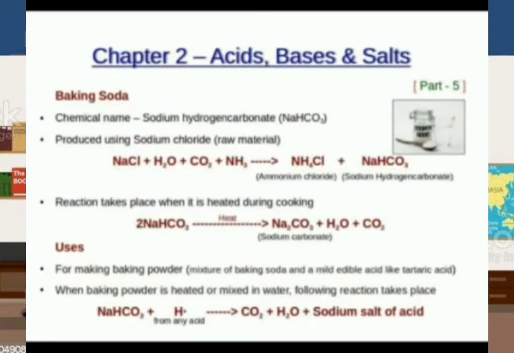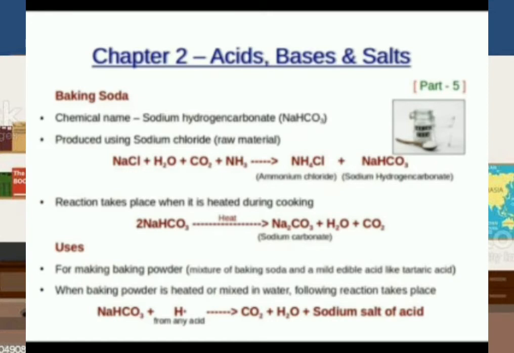And the next one, baking soda. We can make baking soda from common salt. Its chemical name is sodium hydrogen carbonate. It's very important to study. It is produced using sodium chloride as a raw material, and we also use NaCl, H2O, CO2 and NH3. NH3 means ammonia. We get the products ammonium chloride and sodium hydrogen carbonate, that is baking soda.